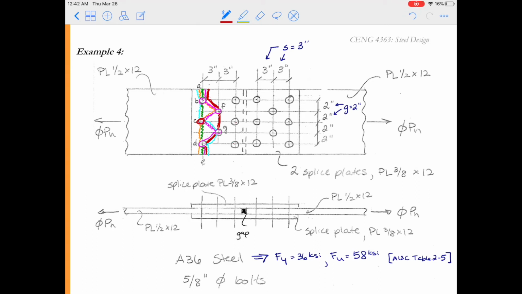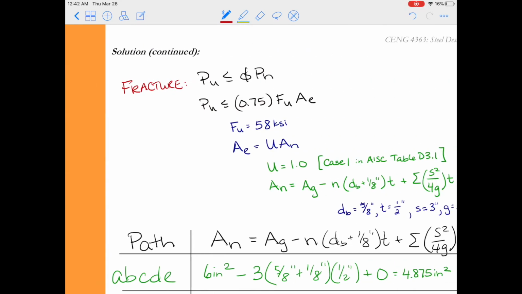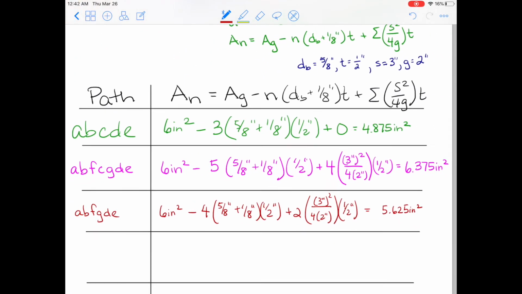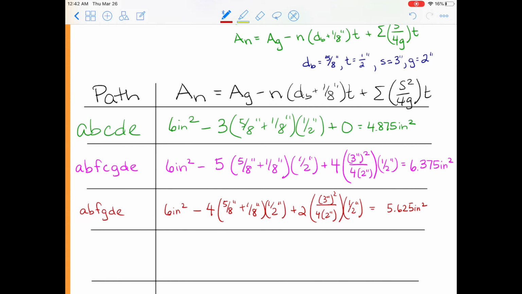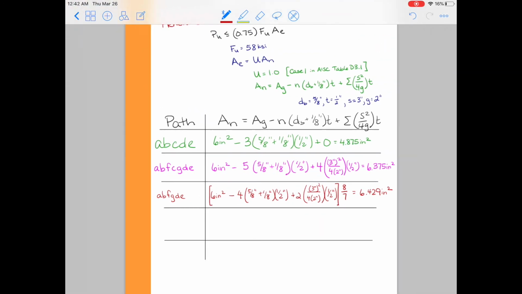Well, that means that the red cross-section is subjected to a lower force because that cross-section would only have 7 of the 8 bolts acting on it. So if we're going to compare path to path to path, we need to increase the area on this path. And we're going to do that by the inverse of how many bolts are on that path. There's a total of 8 bolts on that path, but only 7 of them are carrying force, causing fracture on ABFGDE. So we multiply this value by 8/7.